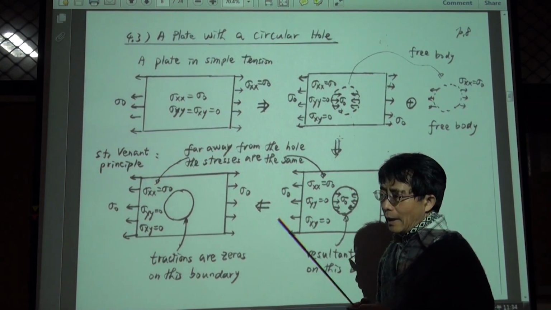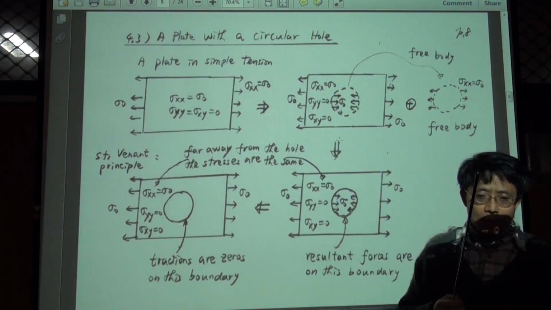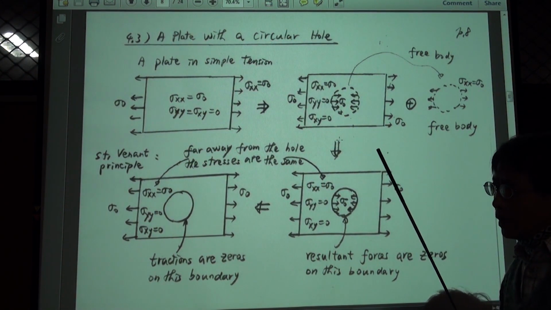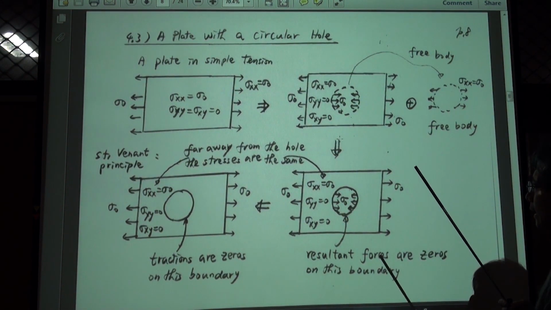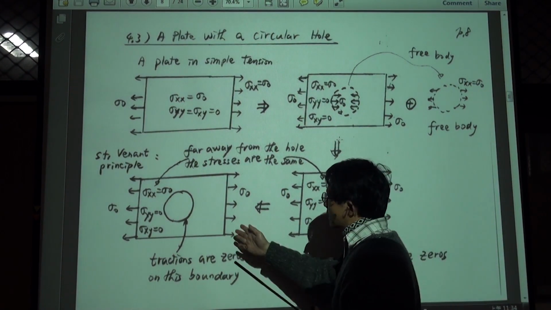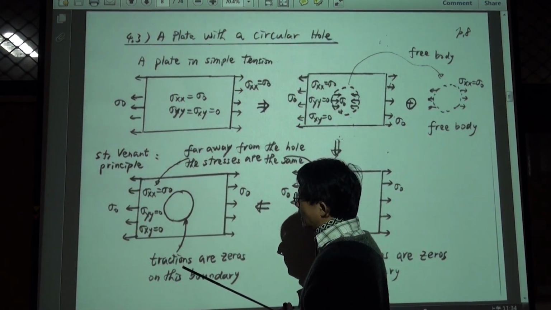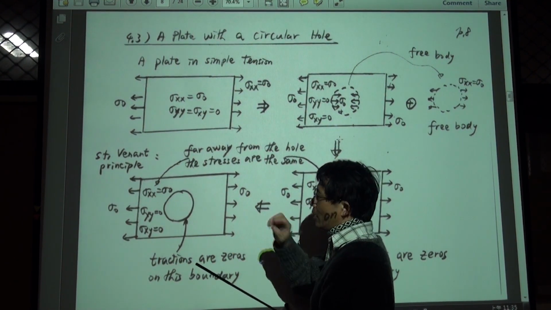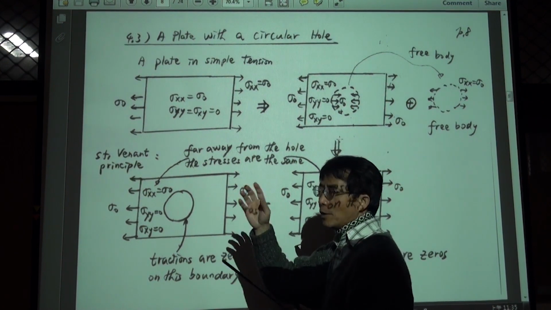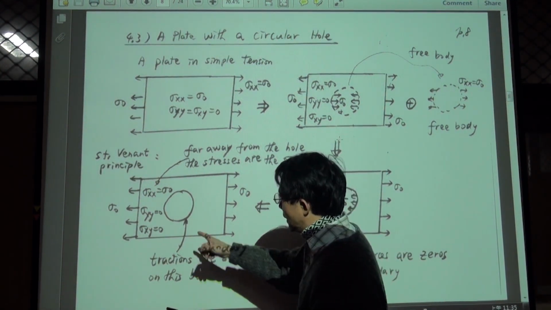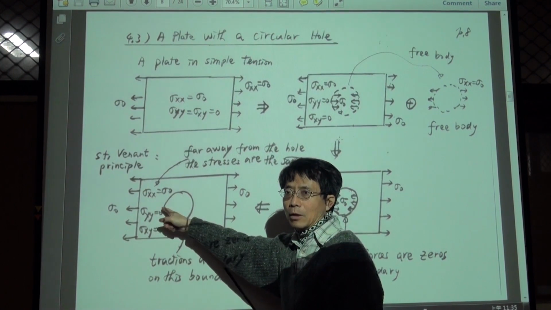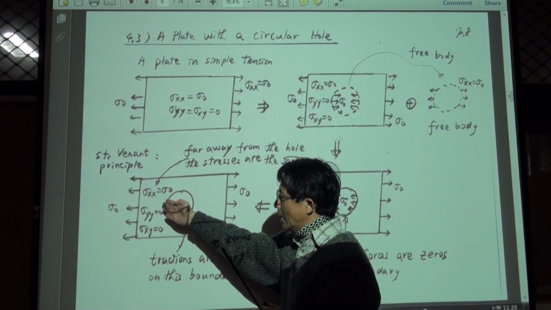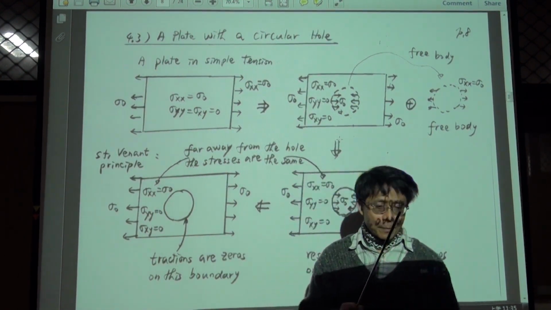Okay, so by such kind of reasoning, the stress state of this plate can be determined partially. Okay, in a part of the plate away from the circular hole, the stress state is easy. We know that they are equal to this set of stress components, simple tensile stress.